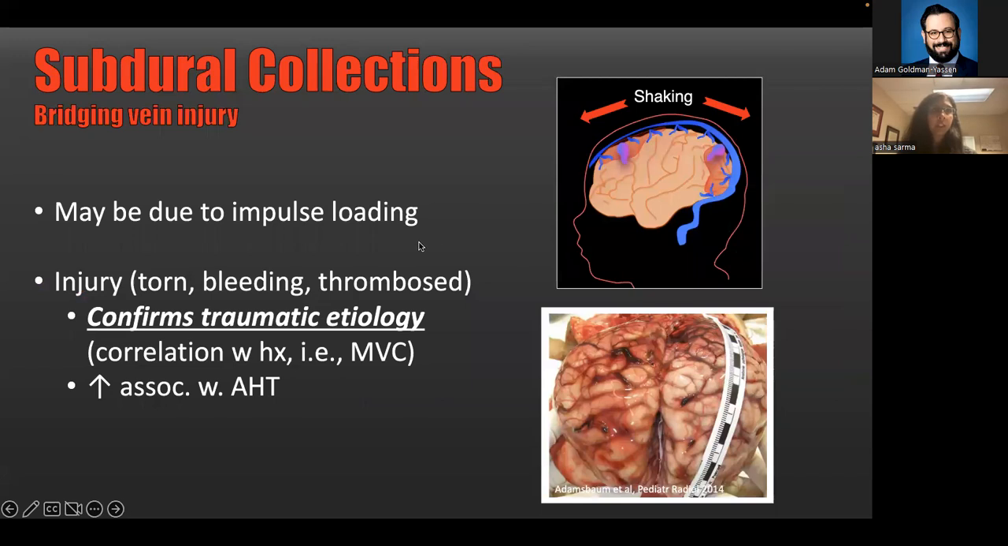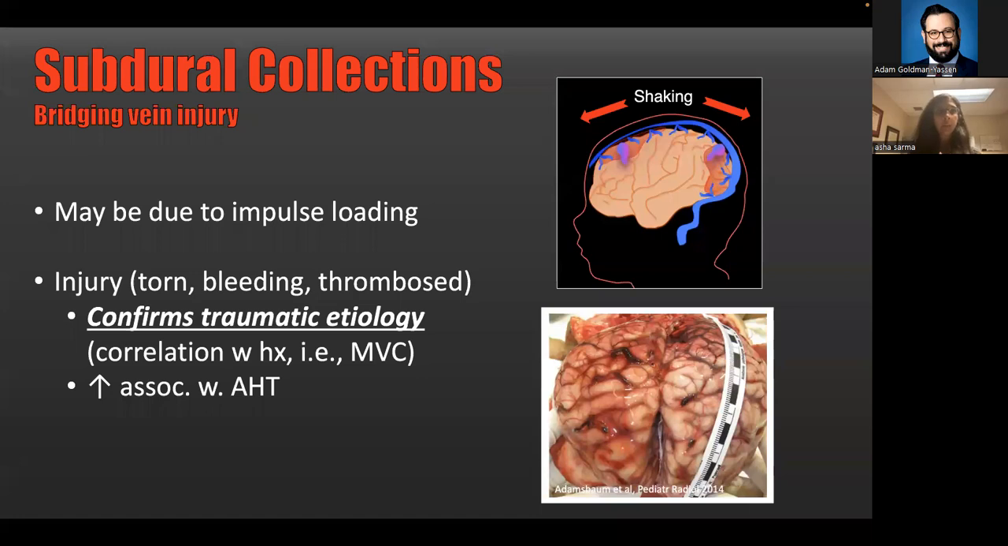So these injuries may be due to impulse loading, injuries like shaking. And I kind of like the term injury because in the literature, there are lots and lots of different terms for these, which I think is one of the things that results in confusion. So sometimes people call them torn bridging veins or thrombosed bridging veins. People have referred to them as parasagittal vertex clots. So there are just all sorts of different terms. I think bridging vein injury is sort of a neutral term.